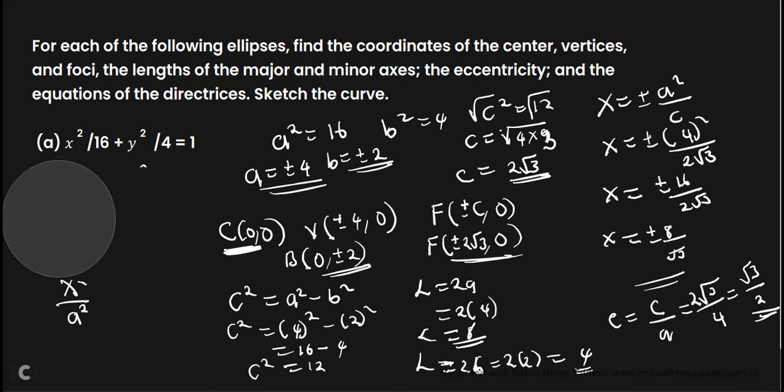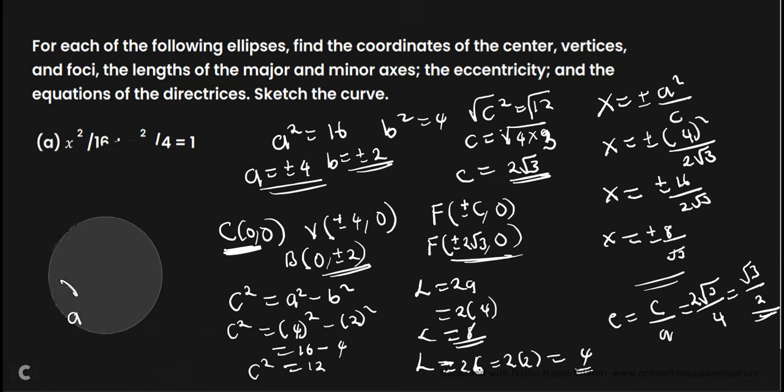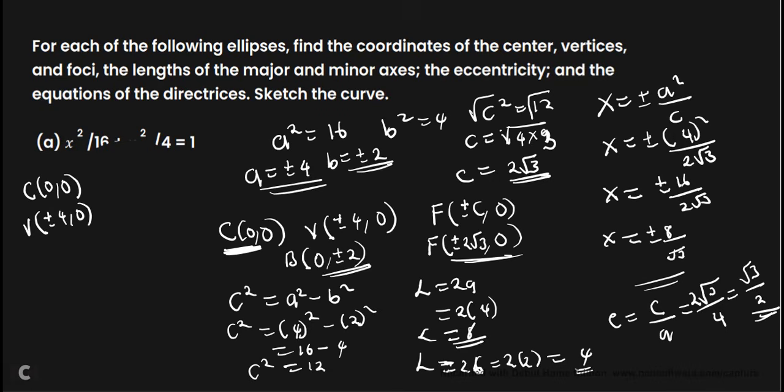That was your center. So your center was 0, 0. Then what were your vertices? Your vertices are positive or minus 4, 0. How about the focal length? The focal length in that situation is positive or minus 2 root of 3, 0, like that.